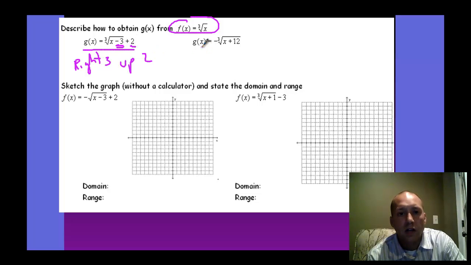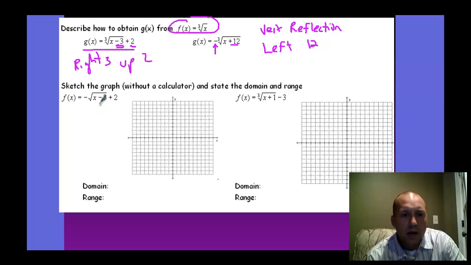Well, how are we moving it? So for this one, we have a negative value. So we could say it's a vertical reflection. And then the plus 12 means we move it left 12. So knowing how these numbers change the parent function or original function.